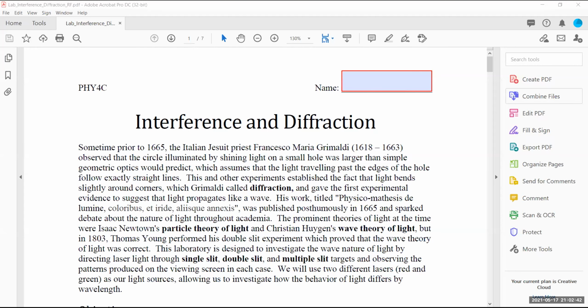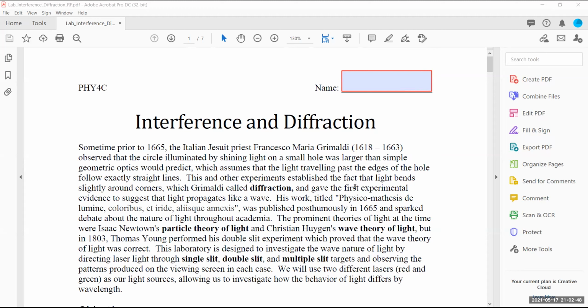Let me pull them out. What is the PDF file? Let me make sure I move this one to the front, and let me share the lab instructions. Okay. So again, the PDF file is on Canvas. Hopefully you go through it.